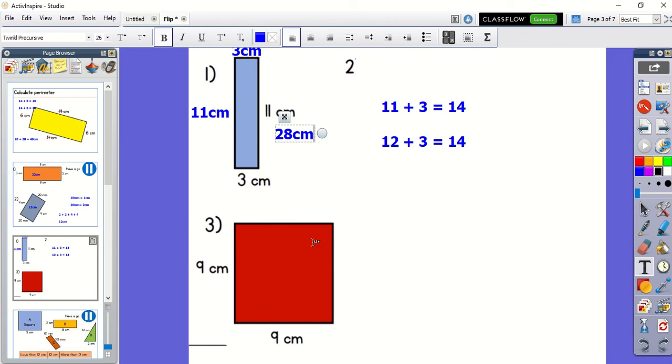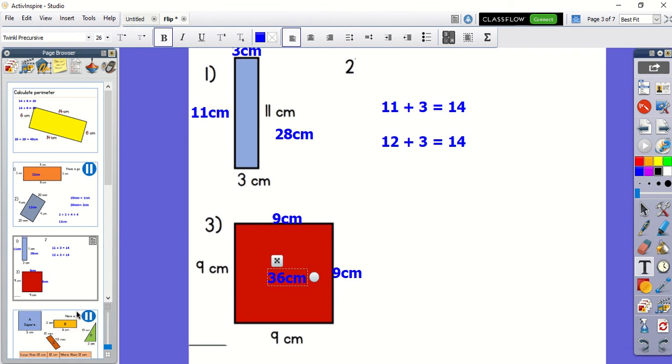And then of course I've got my square, and with a square, all the sides are the same length. So I've got 9, 9, another 9, and this one here, well, that must also be 9. So it's basically 9 times 4. Now, if you don't know your 9 times table, that's okay, because most of you know your 4 times table. So it goes 4, 8, 12, 16, 20, 24, 28, 32, 36. So 9 times 4 is 36. And the unit of measurement is still centimetres.